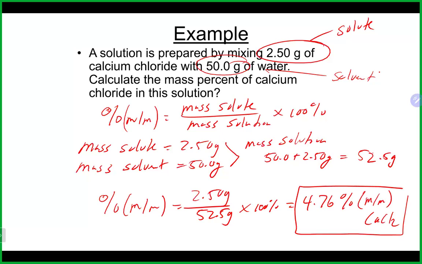Any questions? So again, a very common mistake: people just multiply by the 50 here, the solvent, not the solution. Any questions on that one there?